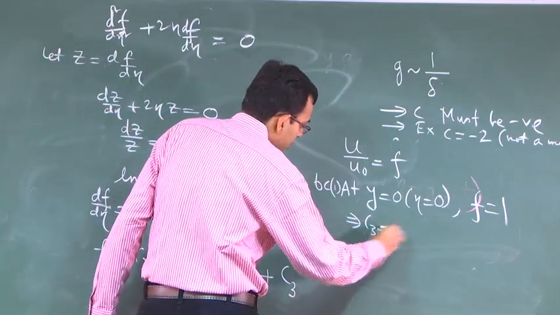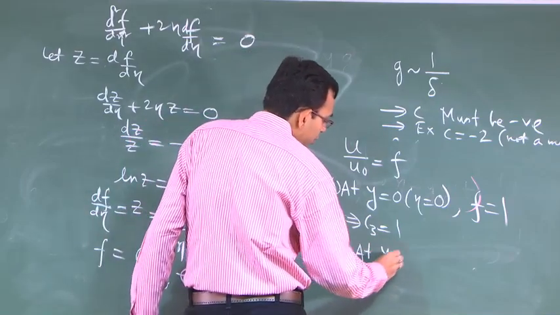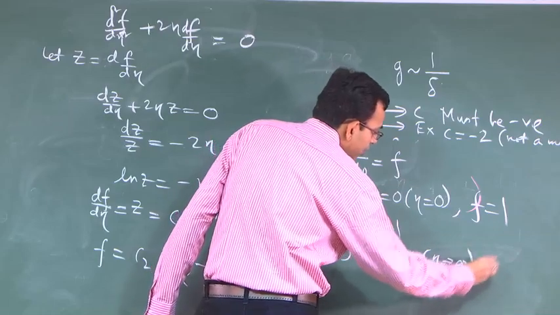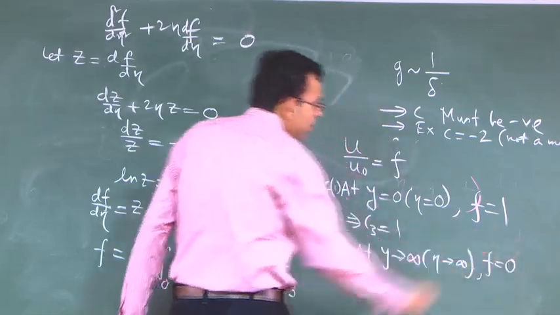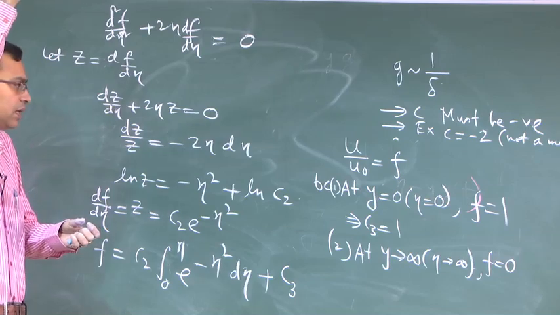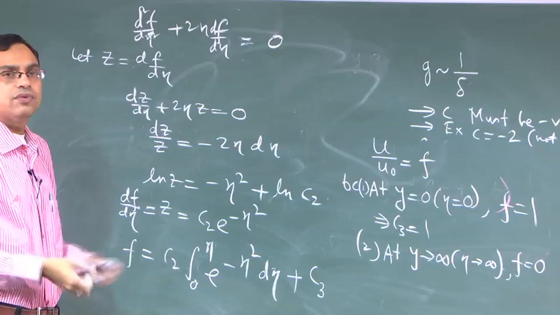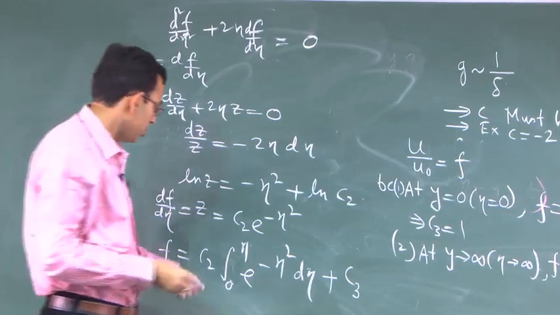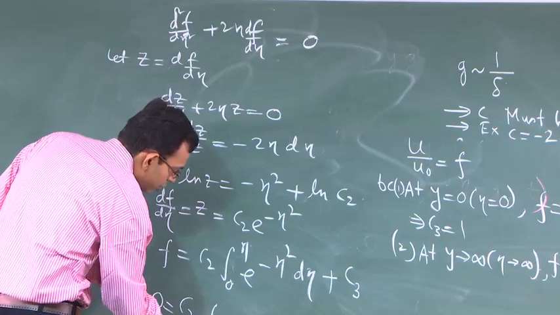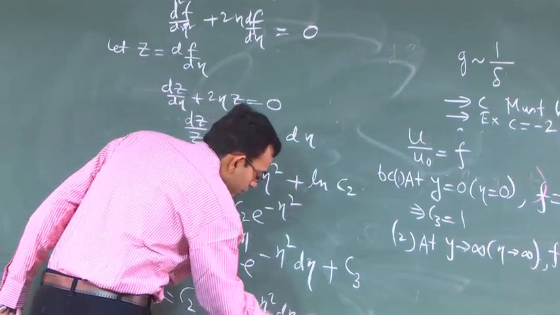and the second boundary condition is at y tends to infinity or eta tends to infinity, f equal to 0, because far away from the plate, technically you have 0 velocity. So, you will get 0 is equal to C2 integral 0 to infinity e to the power minus eta square d eta plus 1.